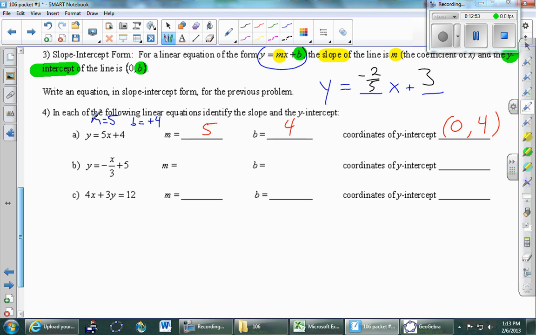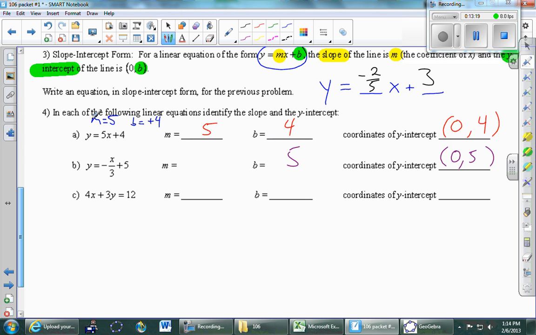Part B requires a little bit of work. Actually, the y-intercept is still easy to grab. How much is the y-intercept here? It's 5. It's just the number sitting by itself. So I'm ready to plug in 5 here, and I can put the coordinates. What are the coordinates? 0, 5. So that part's still easy.